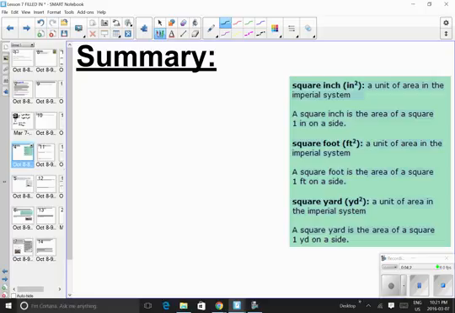So in summary, we use 3 different squares. We use the inch squared, which is about the size of your thumbprint, a square foot, which is, if you imagined one of our textbooks, if they were a square instead of a rectangle, that's about how much coverage a square foot would be. And a square yard is about if you cut the door in half to make a square.